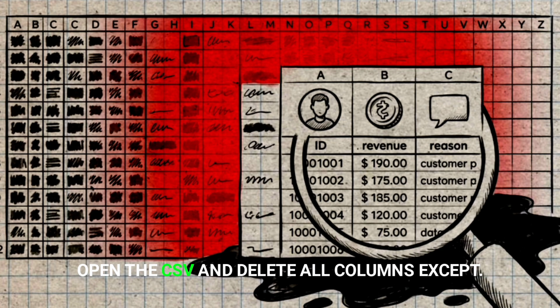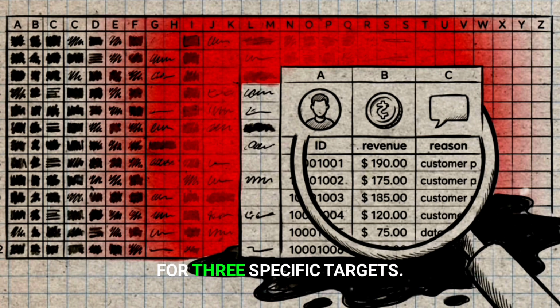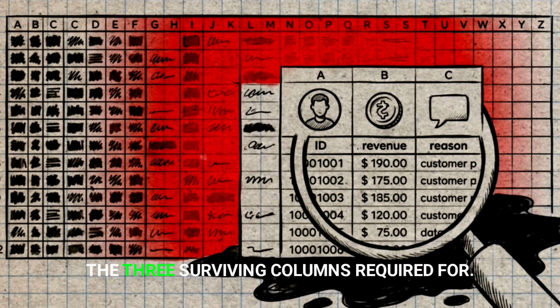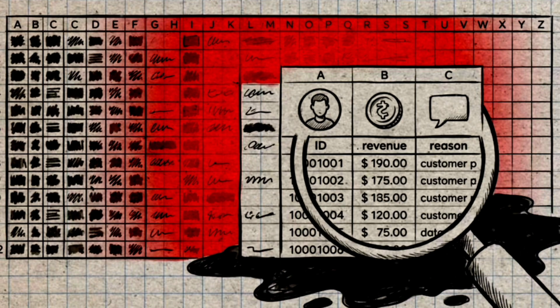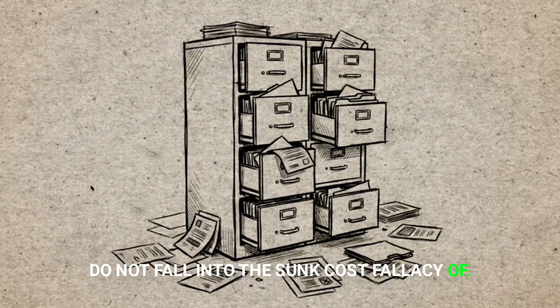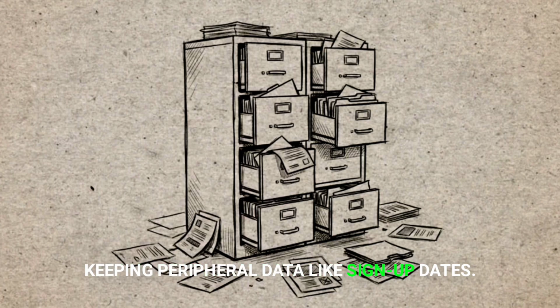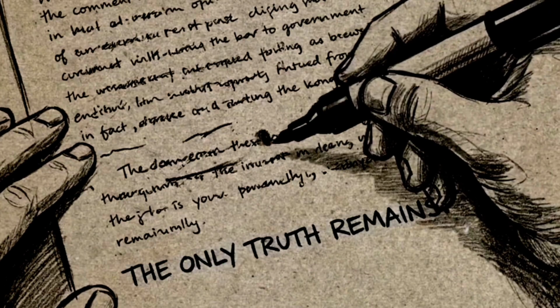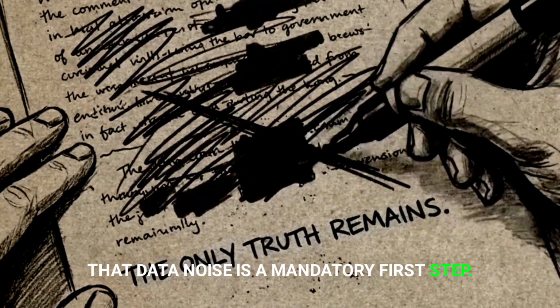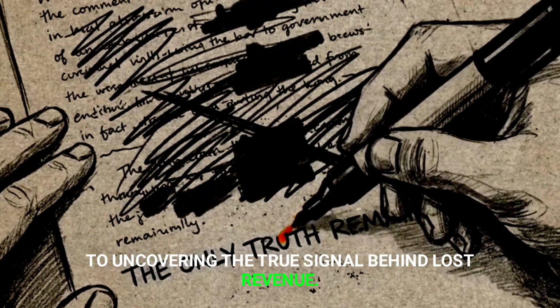Open the CSV and delete all columns except for 3 specific targets. The 3 surviving columns required for the audit are customer ID, revenue lost, and the cancellation reason. Do not fall into the sunk cost fallacy of keeping peripheral data like sign-up dates or user emails. Purge anything that isn't part of the core 3. Ruthlessly stripping away that data noise is a mandatory first step to uncovering the true signal behind lost revenue.